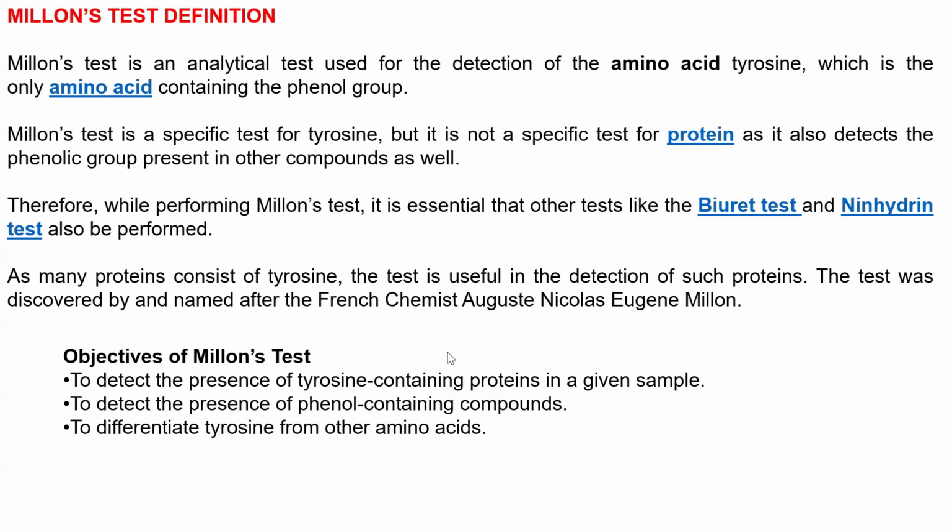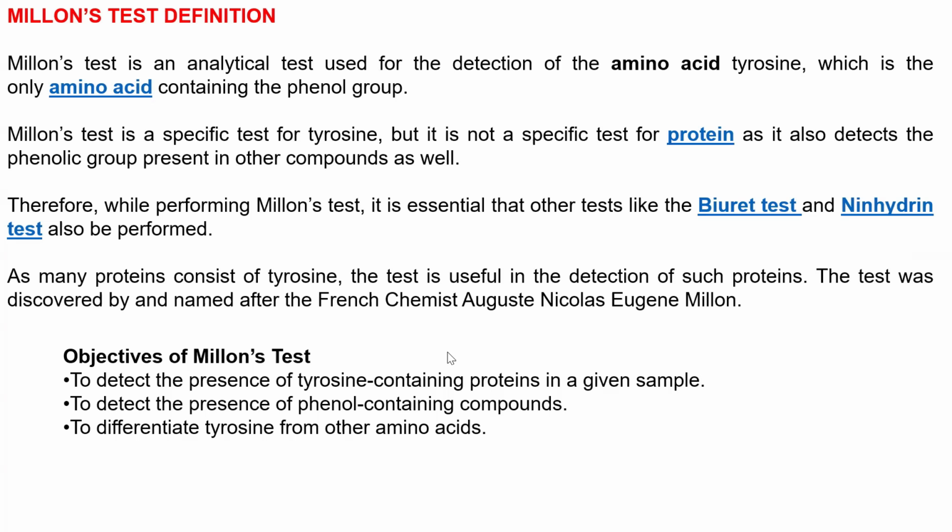So therefore, while we are carrying out Millon's test, it is essential that other tests like Barfoed's test and Hopkins-Cole tests also be performed, so as to confirm that what you are detecting is really tyrosine. As many proteins consist of tyrosine, the test is useful in the detection of such proteins, and the test was discovered by and named after the French chemist Auguste Nicolas Eugène Millon.